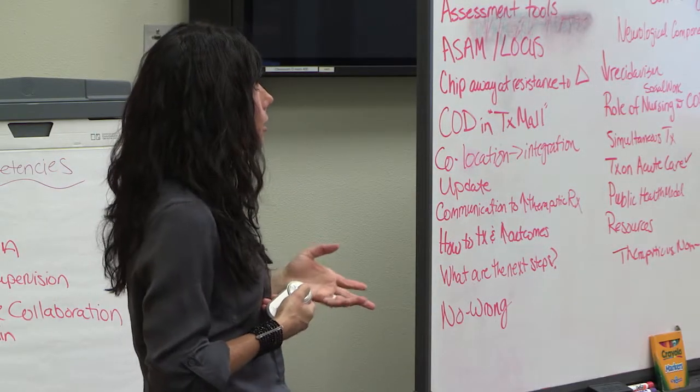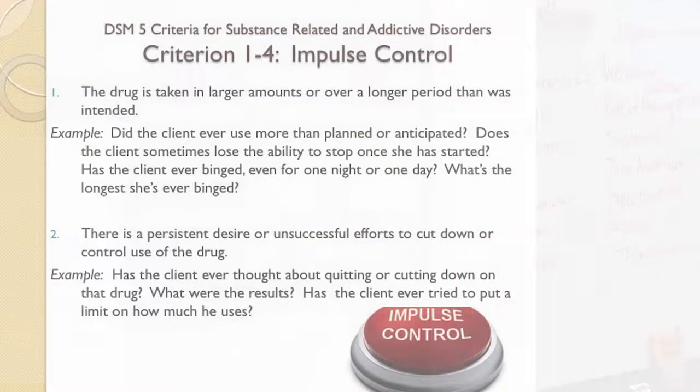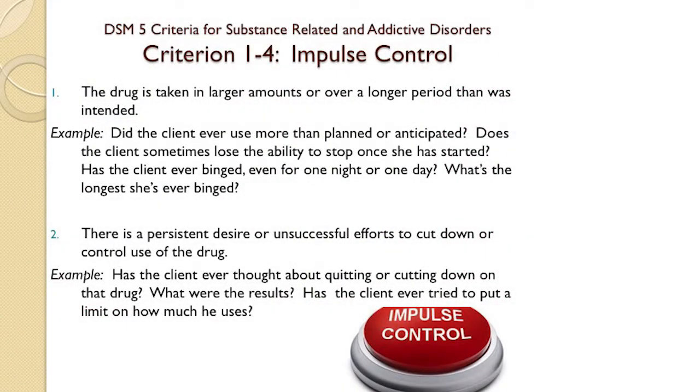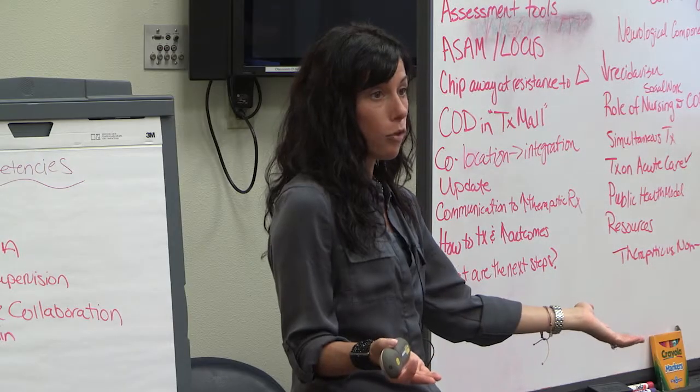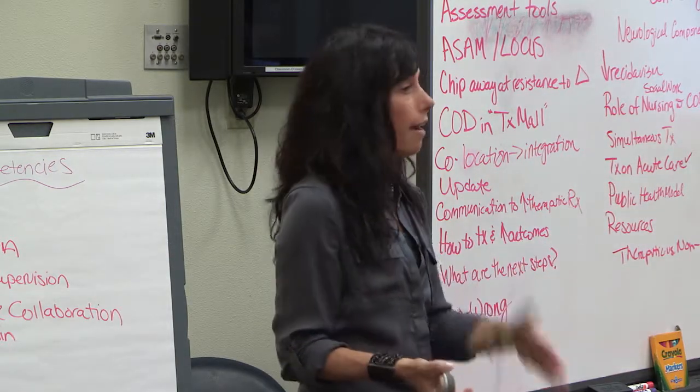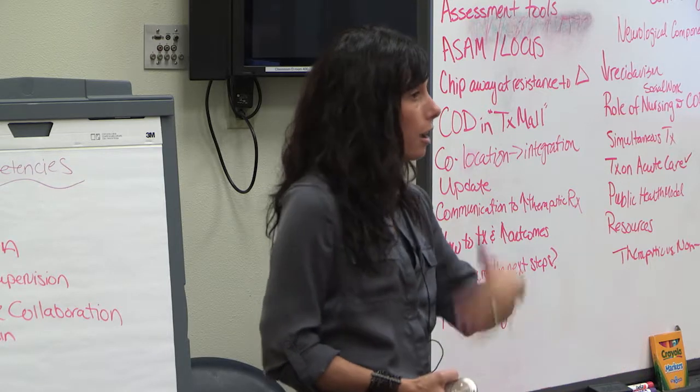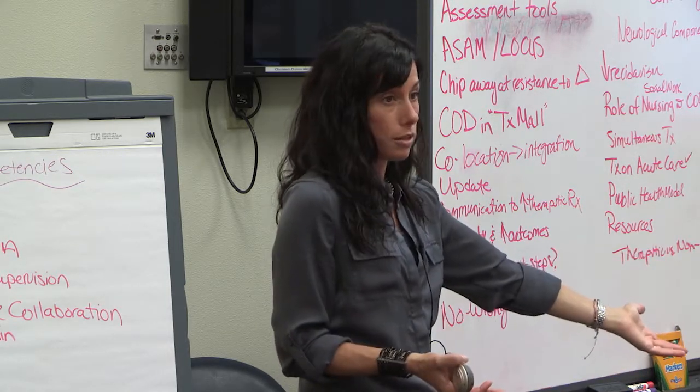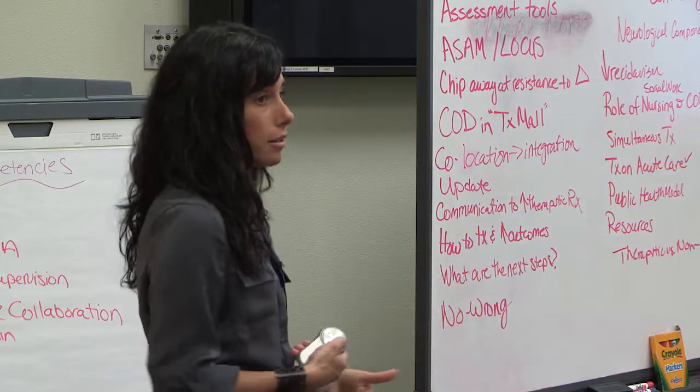Okay, so DSM-5 criteria now. Criteria 1 through 4 really are classified under impulse control. So the idea is that the drug is taken in larger amounts or over a longer period of time than was intended. So you have an individual coming in and saying, I was going out every night with my friends for a beer after work, and before I knew it, I was blacked out in a parking lot with my car running. Not sure how I got there. And this has happened several times over the course of this last month. Every time I go out I say I'm only gonna have one beer, but then I end up in similar situations. So using more than they had planned to or intended.